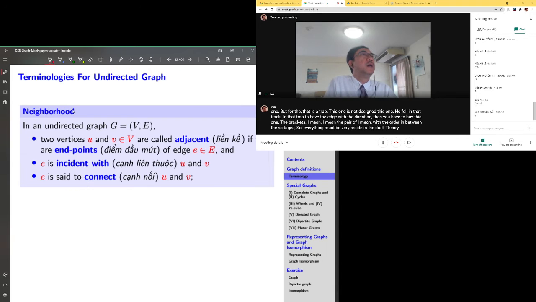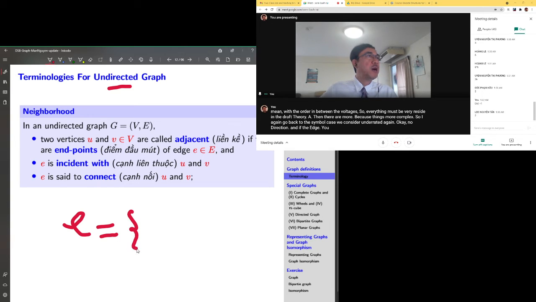Okay. Then there are more because things are more complex. So I go back to the simple case. We consider undirected again. Okay, no direction. Then if the edge defined in this undirected graph by two vertices U and V, like this one, understand? Right? Then we say that U and V are called adjacent.